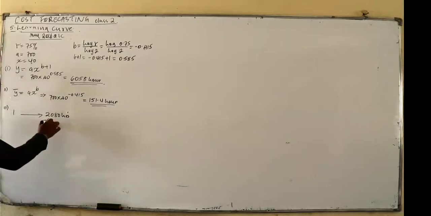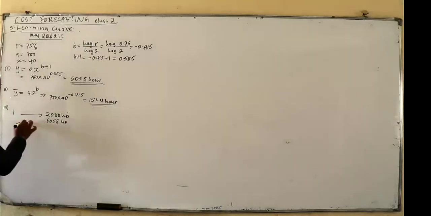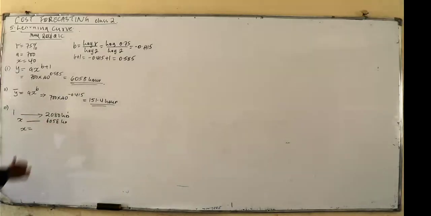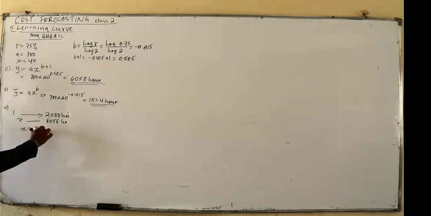Yeah, we need 58 hours. That means we need how many workers? Just take this divided by 2080, you get? You get 3 workers. So you can copy.